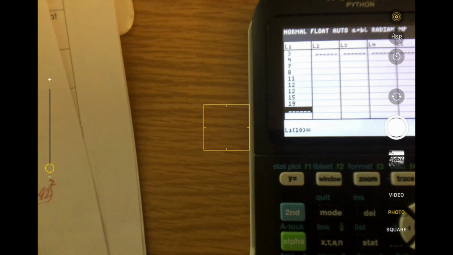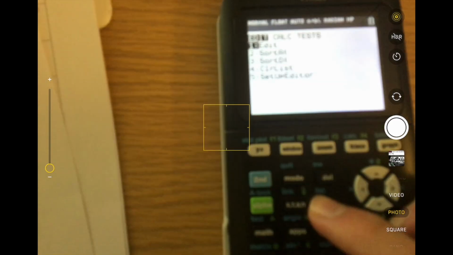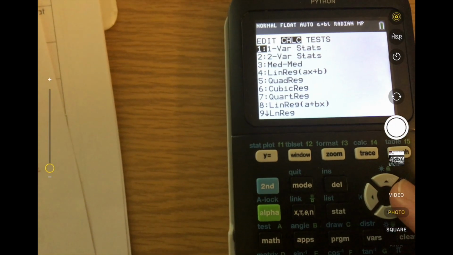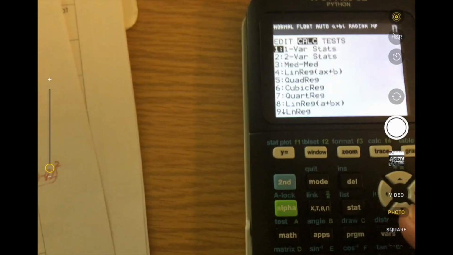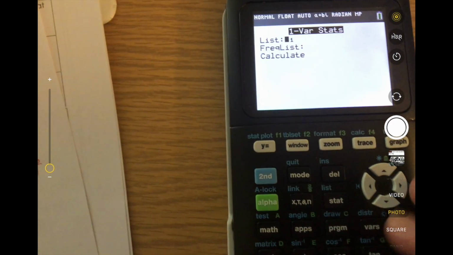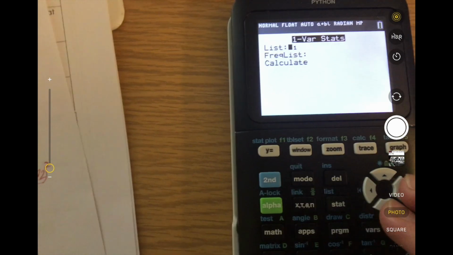And then now the instructions say to hit stat again this time. So I hit stat. This time I arrow over to calc, and I do 1-Var Stats, the first option. It means one variable statistics. Statistics only involving one variable or one list, which is what we're doing. And list 1, L1, is what we're doing.